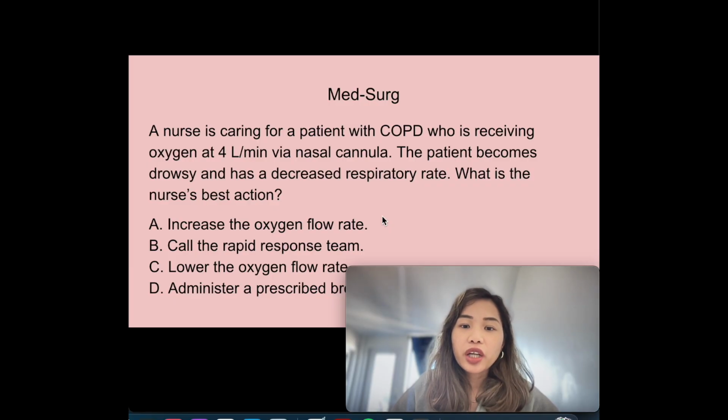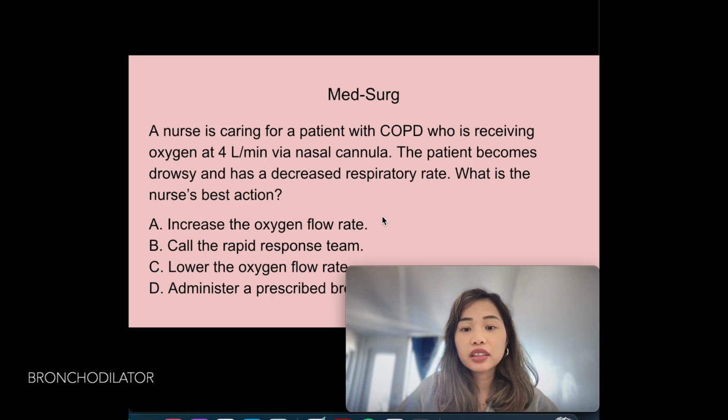The patient becomes drowsy and has a decreased respiratory rate. What is the nurse's best action? Increase the oxygen flow rate, call the rapid response team, lower the oxygen flow rate, or administer a prescribed bronchodilator.